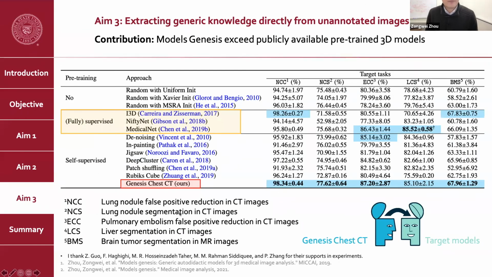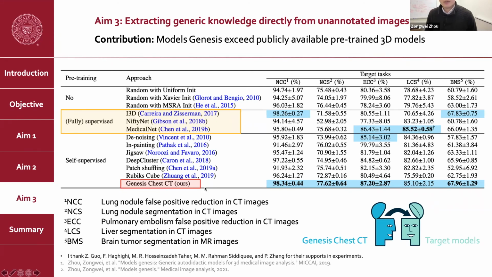Models Genesis shows higher precision and more robust performance than the existing methods that I reviewed previously on 5 different medical applications, including lung nodule false positive reduction in CT scans, lung nodule segmentation, pulmonary embolism false positive reduction, liver segmentation, and brain tumor segmentation here in MRI images. We pre-trained Models Genesis on more than 800 chest CT images without a human label, and then transferred the image representation to different target applications.